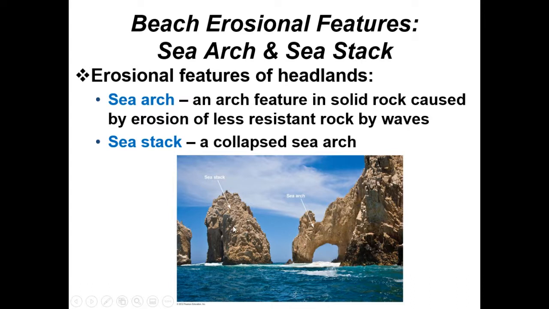A sea stack is just a collapsed sea arch. You can see that this chunk over here is the other side of the former arch. This was once an arch right here, you can see the cursor. That just means the top of the arch collapsed, resulting in two big chunks of rock standing next to each other. Those are called sea stacks, big solitary chunks of rock.